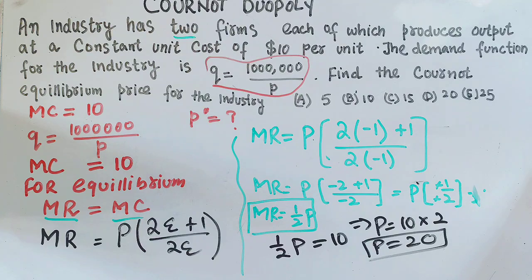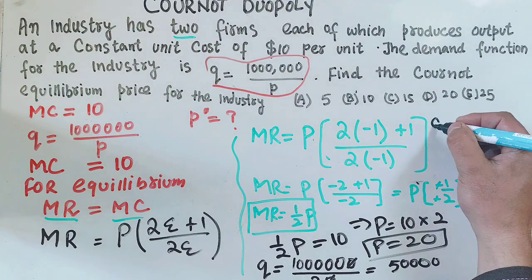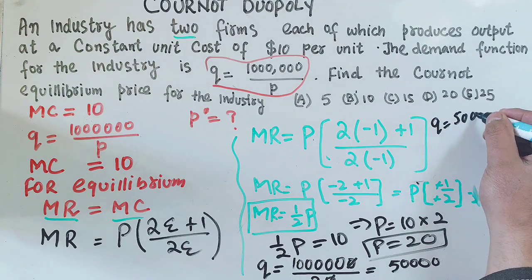Now what is the output produced by each firm? The total quantity produced in the market will be equal to 1 million, 1 is 10 is 100,000, divided by the market price, which is 20. This gets cancelled, so we are left with 100,000 upon 2, which comes out to be 50,000. So total output in the market will be equal to 50,000.